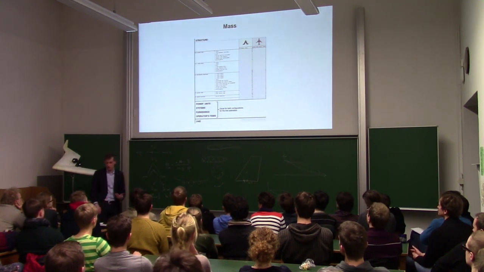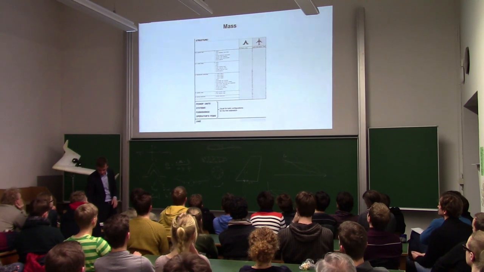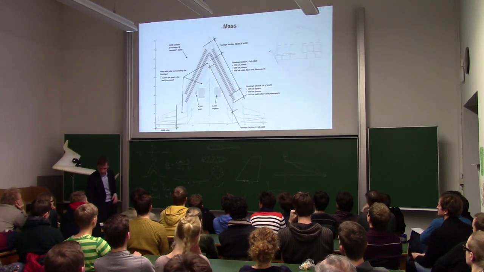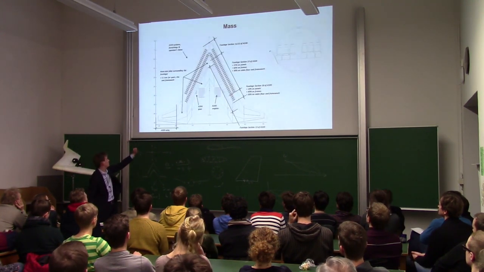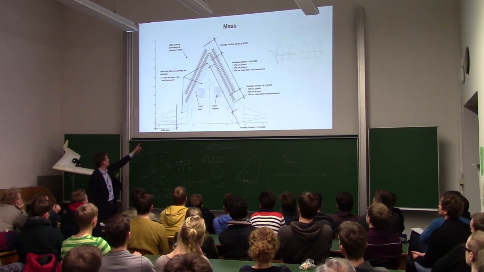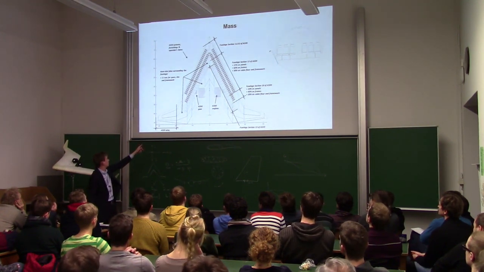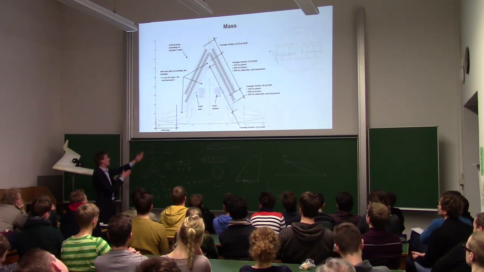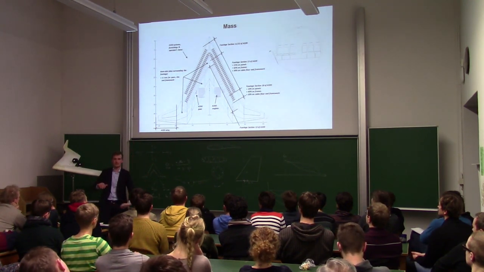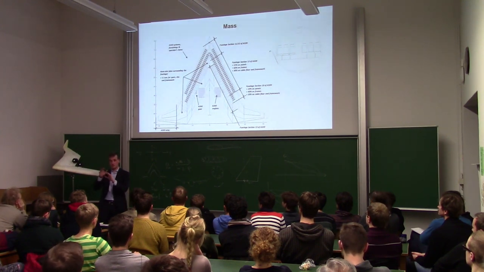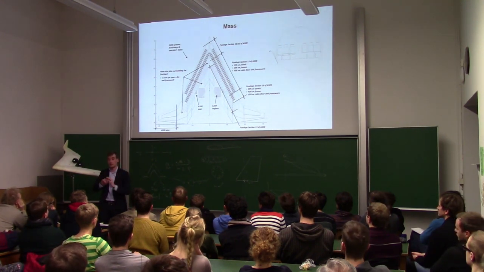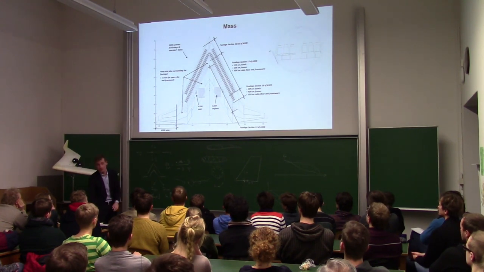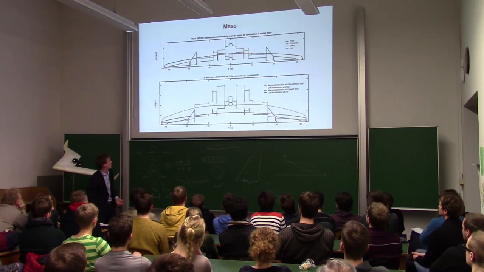So for the structure, I made an estimate. I could make the estimate for the fuselage and for the cargo section. So that was easy. The only thing for which I could not make an estimate was the interior structure. So for that, really, I had just to take a number, and then I had to verify this number.